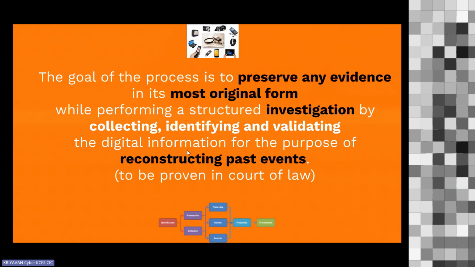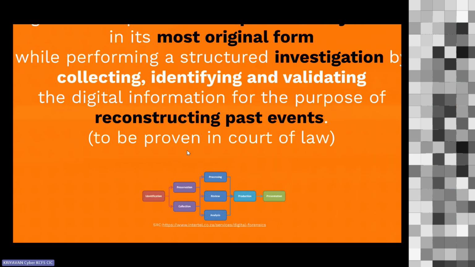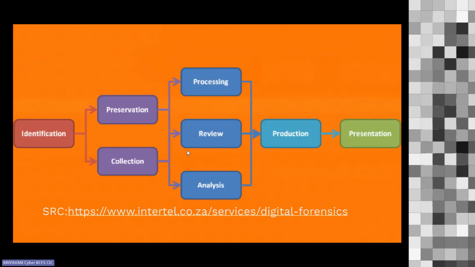Now we'll move on. How to do this? It's already mentioned: structured investigation. What does that mean? You go to the crime scene. Let's say a crime happened in your company. In the premises, in that block or in that room, there are 50 computers available. First step is identification.